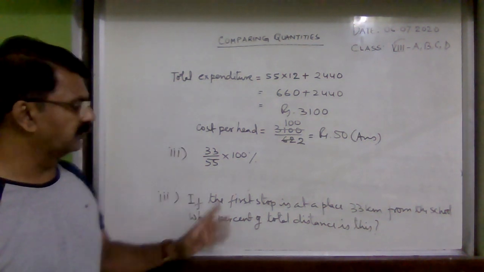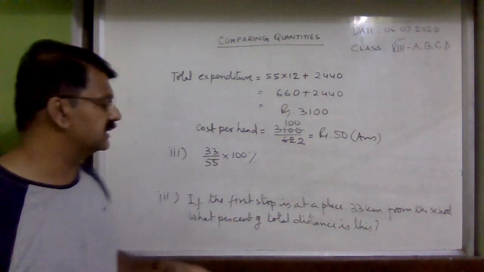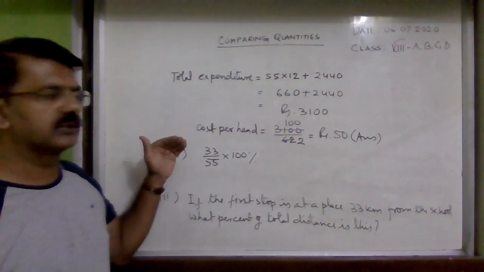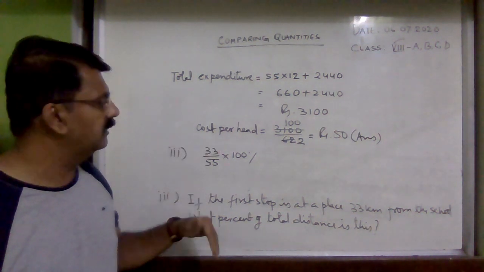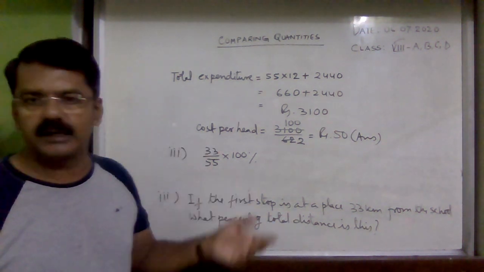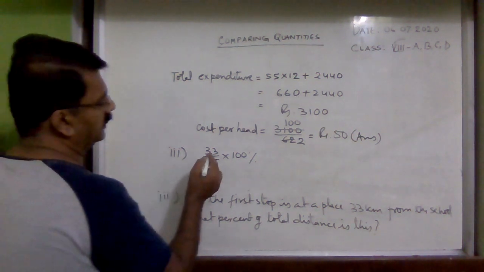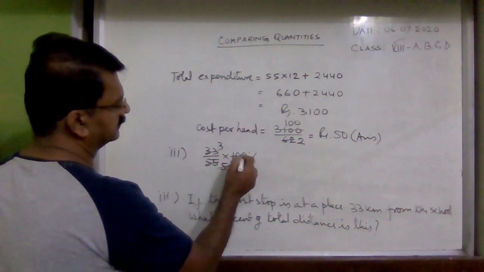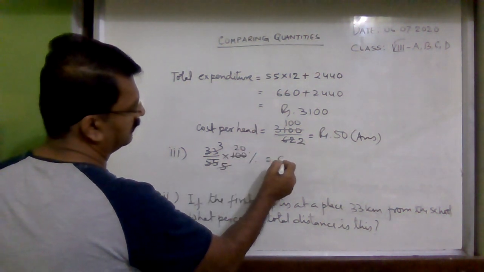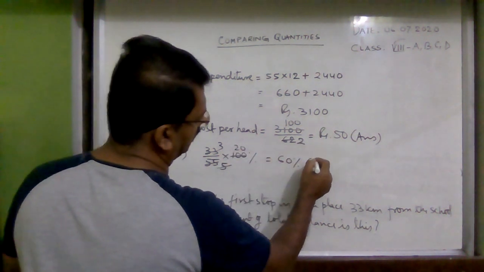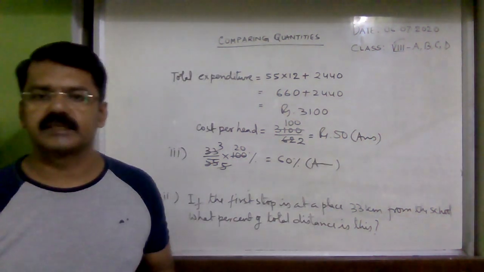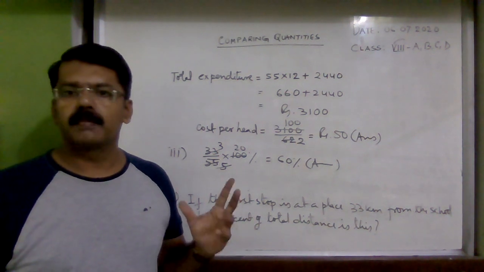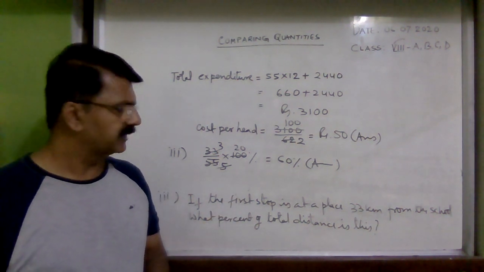55 kilometers was the total distance, and they took a halt at a distance of 33 kilometers. So the ratio will be 33 upon 55. To convert it into percent, we have to multiply it by 100. So first of all, you cancel it by 11. So the answer to the third part will be 60%. Clear?